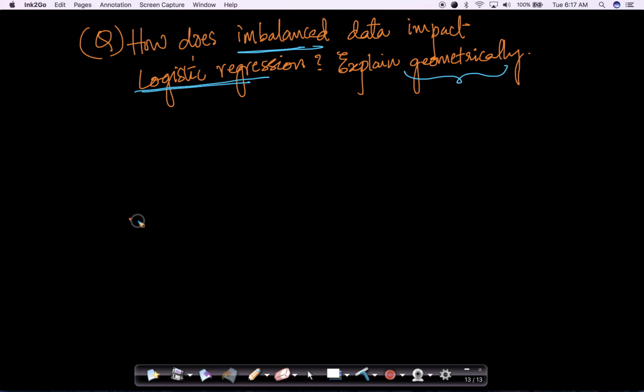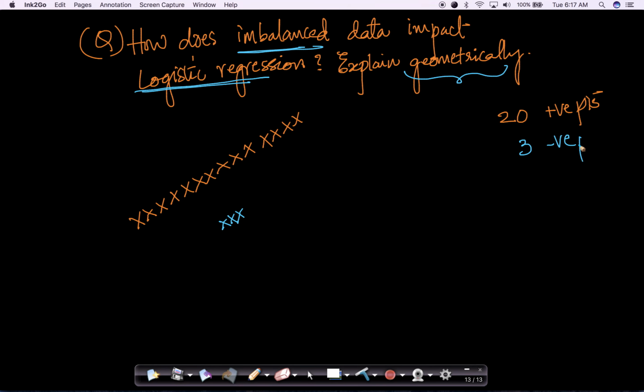Imagine if I have a bunch of positive points. Let's assume all these are my positive points. I'll try to create a simpler example so that you understand it better. Let's assume I have 20 positive points, and let's assume I have 3 negative points here. Obviously, this data is highly imbalanced because you have lots of positive points and fewer negative points.